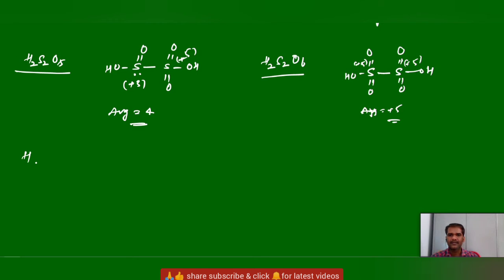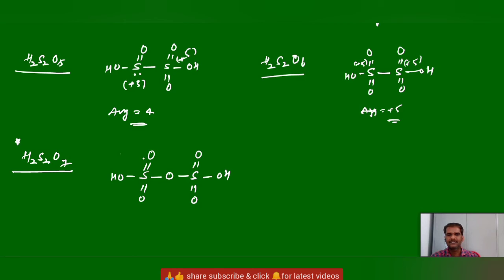Next, oleum or pyrosulfuric acid, H2S2O7. Very important in this structure, each and every time they'll ask you about sulfur having an S-O-S linkage. Out of all oxy acids, we have only one sulfur oxy acid which has an S-O-S linkage. This is the only one. In the remaining cases, there is no S-O-S linkage; either we may have an S-S linkage or normal sulfur.